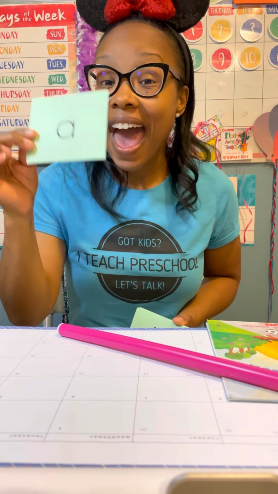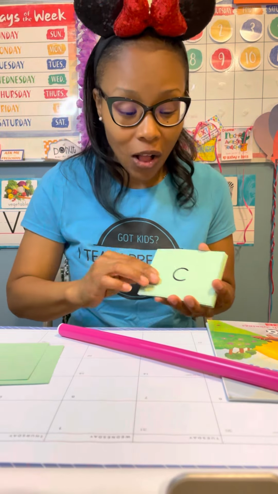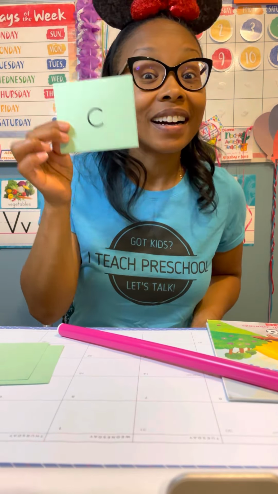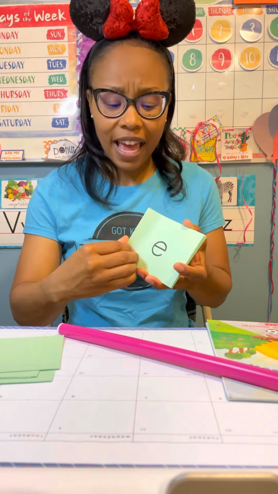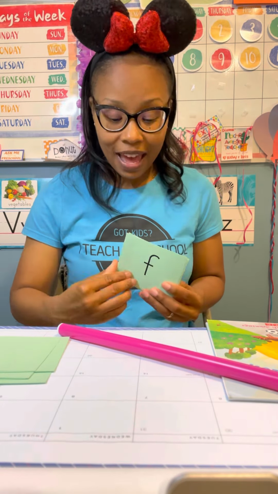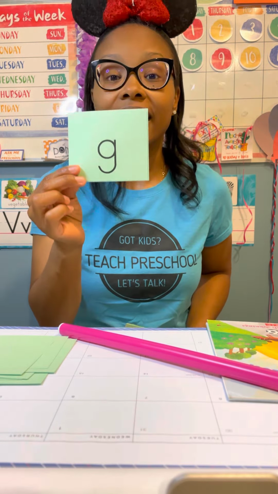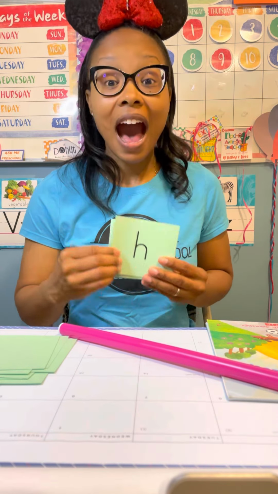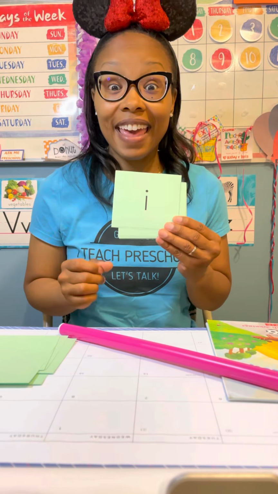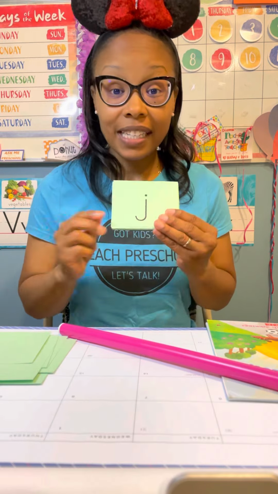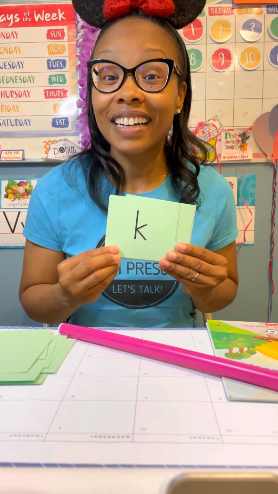A says alligator. B says ball. C says cookie. D says dog. E says elephant. F says fish. G says goat. H says horse. I says insect. J says jump. K says kite.